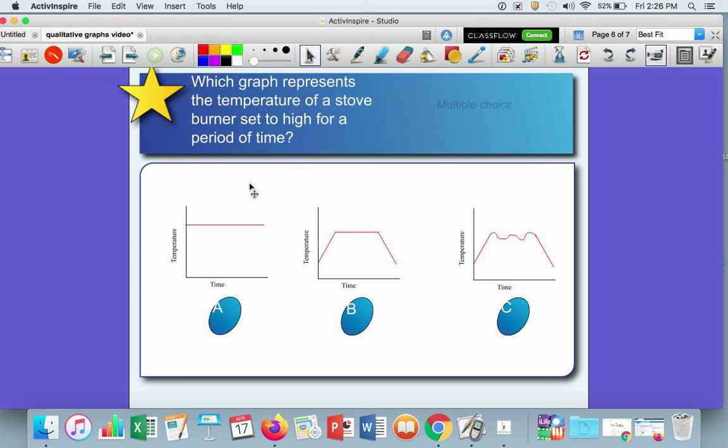I hope this helped you figure out how to analyze qualitative graphs.